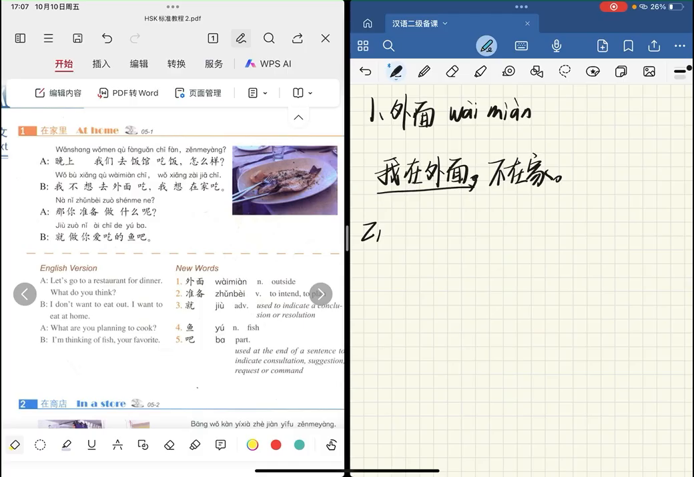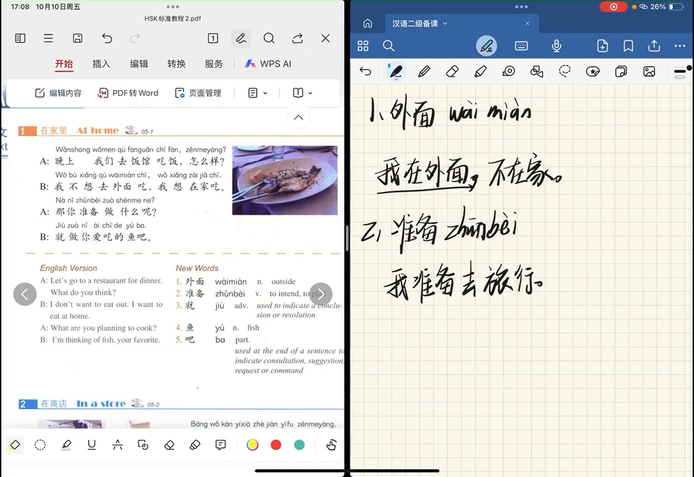Okay, next one. 准备, to intend, to plan. 准备. So I plan to travel. 我准备去旅行. I plan to travel. 我准备去旅行.